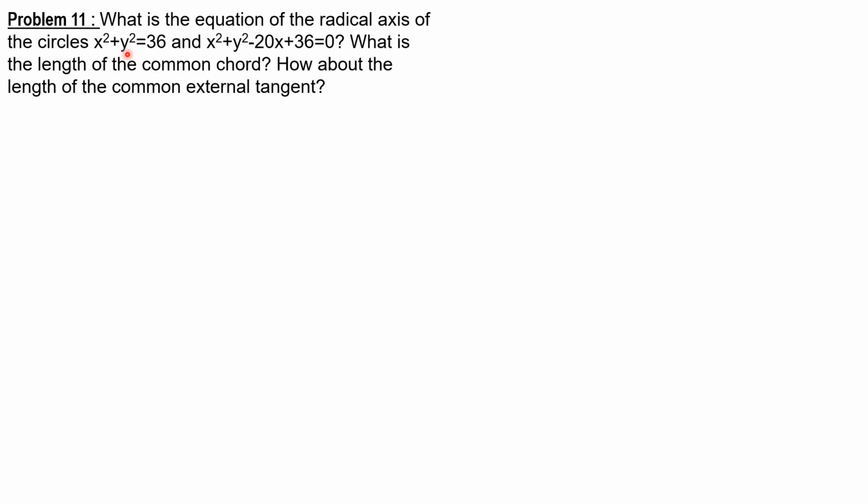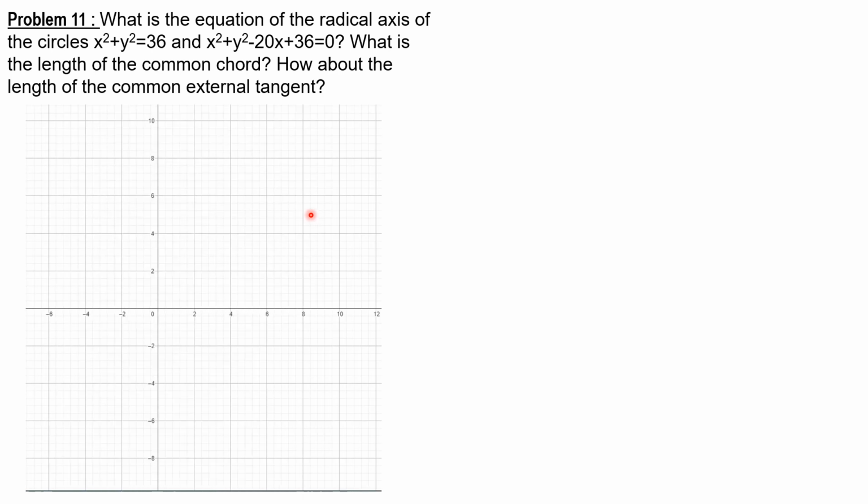For the radical axis, we substitute the value of x squared plus y squared into this equation here. So we have, for the first circle, x squared plus y squared equals 36. The center is at the origin, and the radius is 6 as shown.